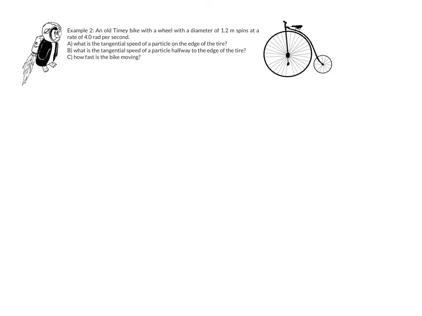Example number 2. An old-timey bike with a wheel with a diameter 1.2 meters spins at a rate of 4 radians per second. Here we're talking about the larger of the two wheels. So part A, what is the tangential speed of a particle on the edge of the tire? Part B, what is the tangential speed of a particle halfway around the edge of the tire? Maybe they put some baseball cards in the spokes or something. And finally, how fast is this bike moving?